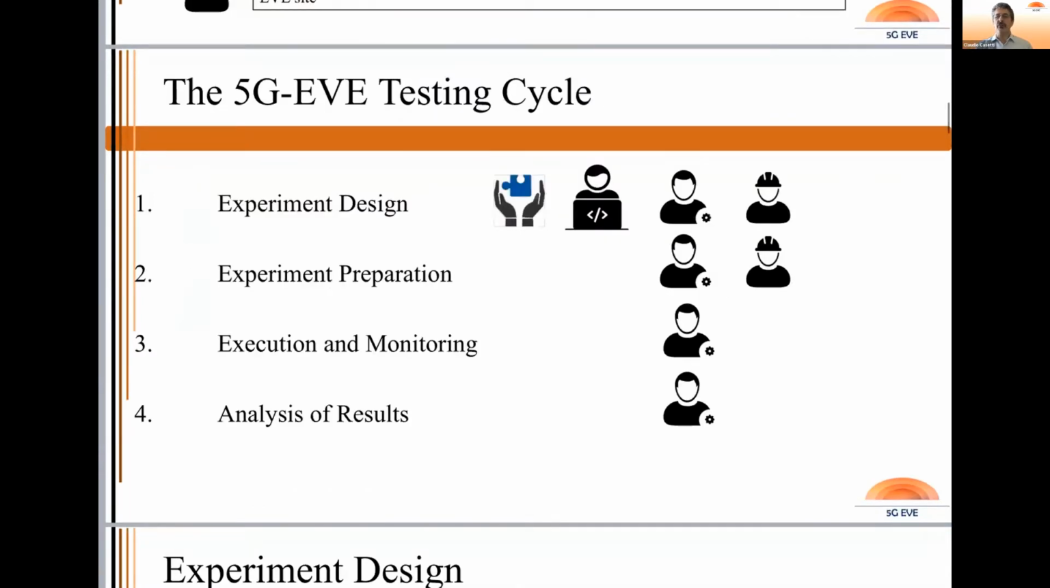The testing cycle runs through four main steps. Experiment design, which involves all three roles that we have listed before. Then there is the experiment preparation that involves just the experimenter and of course a site manager that has to give a feedback on whether everything is running smoothly, and if there is a problem, it must come up with a reason why things are not working. Finally, if this is working, we just go into the execution and monitoring, which is done completely by the experimenter, and finally the analysis of results.